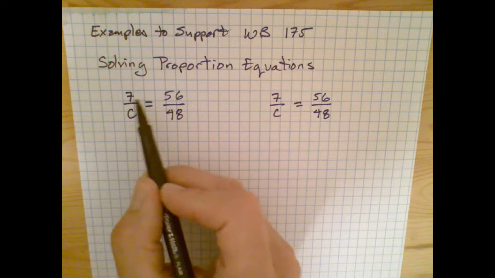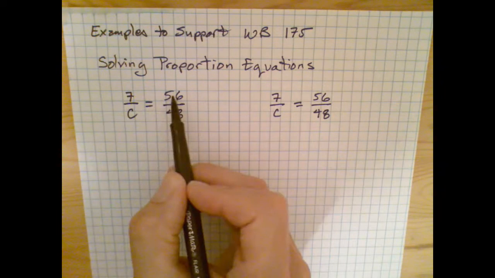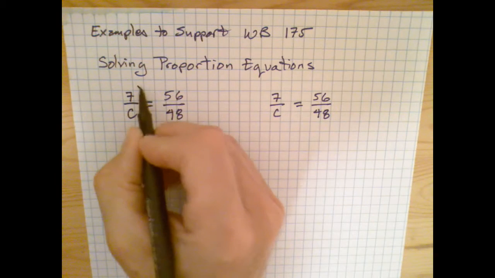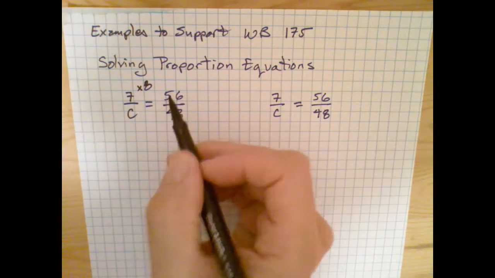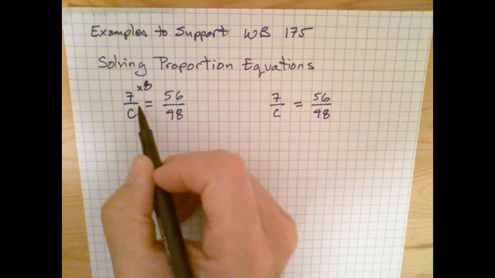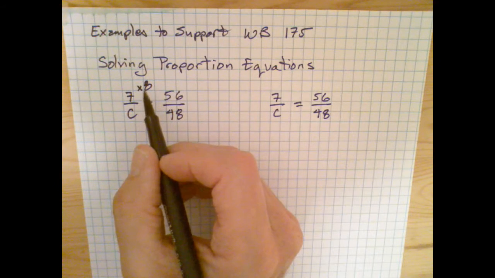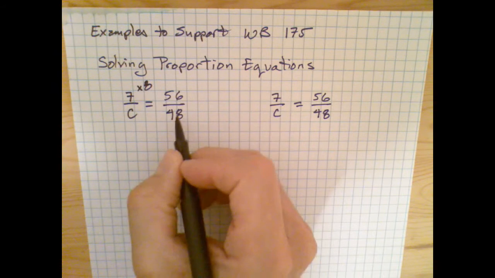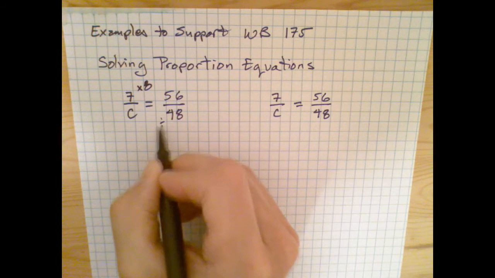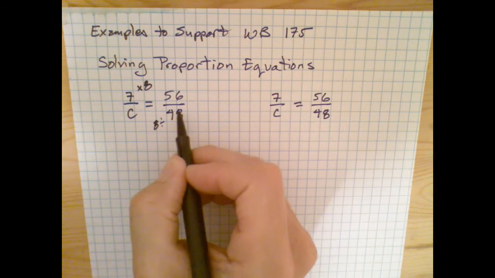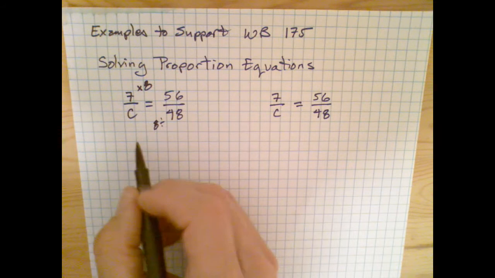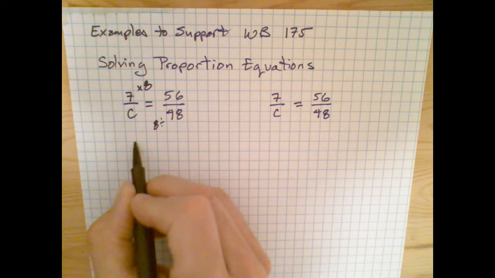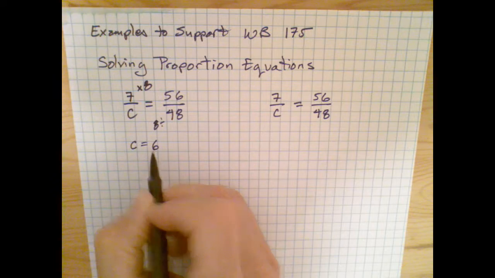Well, how would I go from 7 to get to 56? If I multiply this by 8, 7 times 8 is 56. When I make equivalent fractions, whatever I do at the top, I also have to do the bottom. I don't know what this is, but if I'm going the other way and I divide this by 8, 48 divided by 8 would be 6. So that's suggesting that C should equal 6.